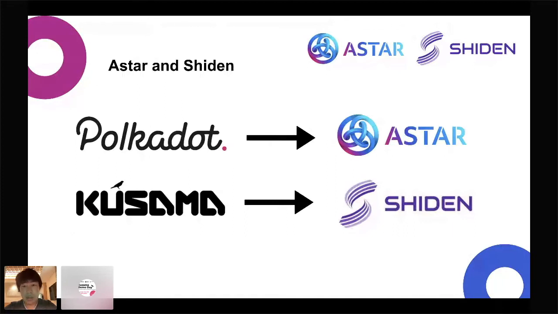And Shiden is already live right now. We listed the Shiden token on KuCoin, Gate, MEXC, and Kraken today, and more exchanges are coming. Regarding the Astar network, we are waiting for Polkadot. Once the Web3 Foundation announces the date of the auction, we are going to join the parachain auction. And once we win the auction, we're going to become a Polkadot parachain.